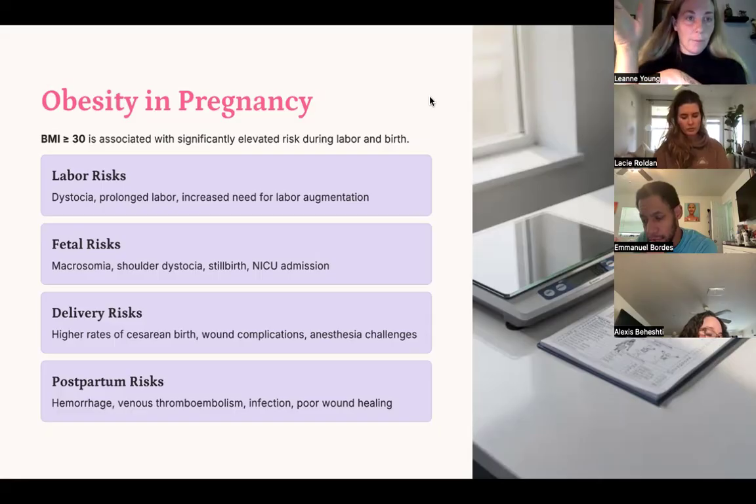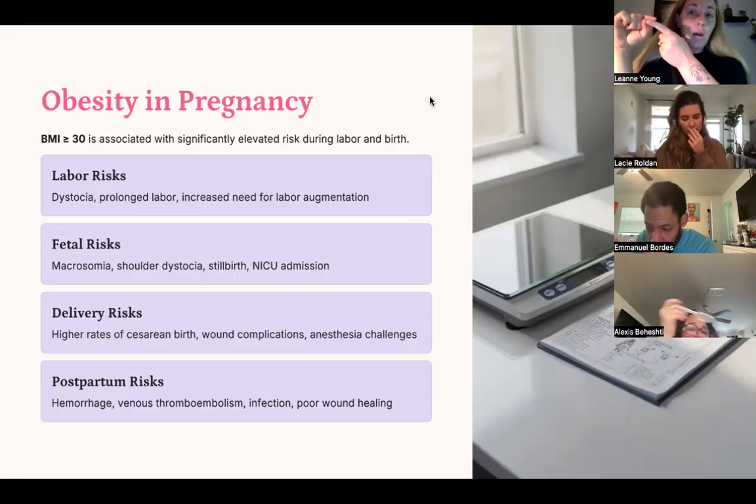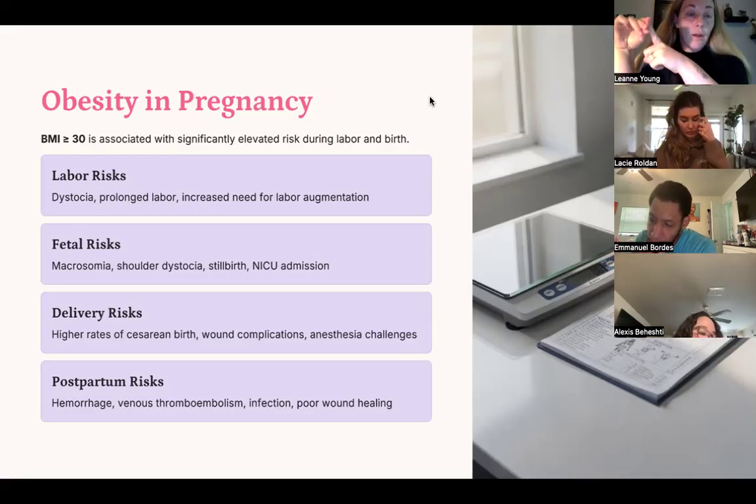But another thing which isn't what we think about at first is sometimes these patients have no idea that they are pregnant. Okay. And that's because with obesity our rates of irregular periods are higher.